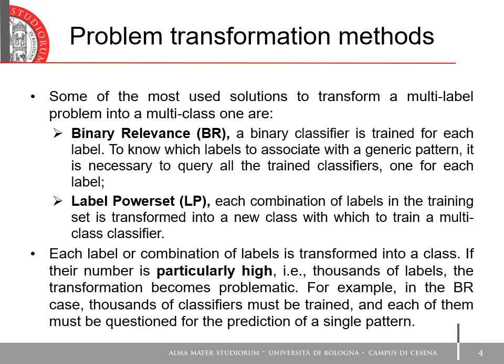These solutions are certainly optimal if the number of labels is limited. Otherwise, if the number is very high, for example a few thousand, the transformation of the problem could become difficult. Thousands of classifiers should be trained or thousands of classes should be considered. For these reasons, in certain situations, the choice of a native multilabel classification algorithm is mandatory.